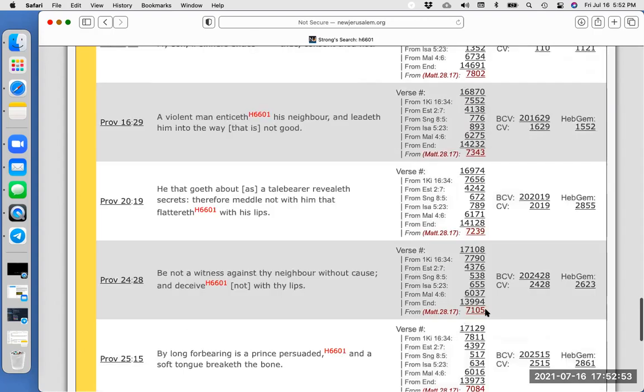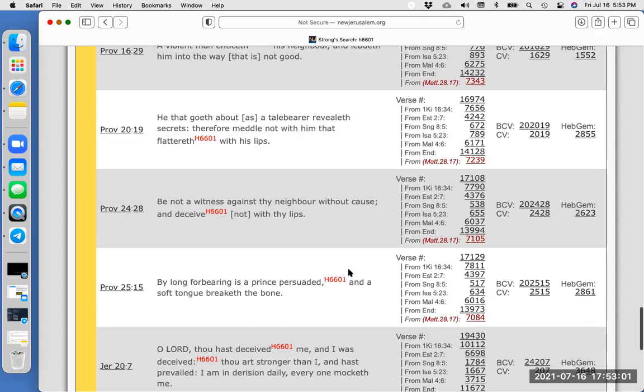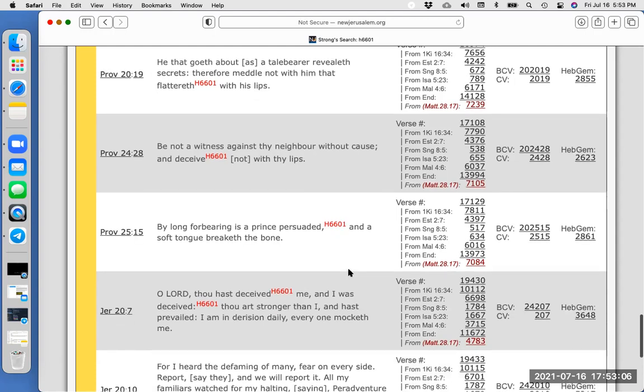So you just look at these numbers too. But not a witness against thy neighbor without cause, and deceive not with thy lips. Now this doesn't really relate to where we were thinking, does it? The starting point was a good point, but because you chose the forehead and the signet, which led you to the 144,000, now God's saying a teaching about discernment. And where do you see that with the 144,000? We know that there's no guile in their mouth.